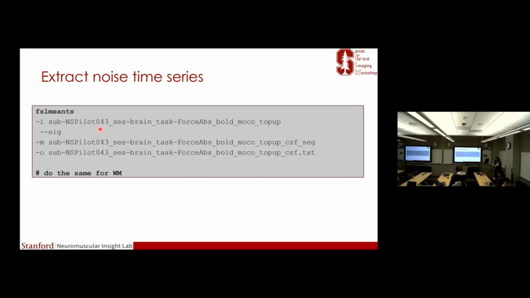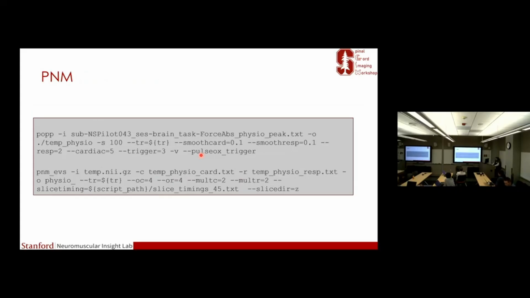Exactly. So we extract the noise time series, and we don't use the mean, but we use this eigen option, which gives the first eigenvariate of the time series. And here you can see the output text file. Again, we do the PNM for brain as well. Here, there's a bit of a caveat.